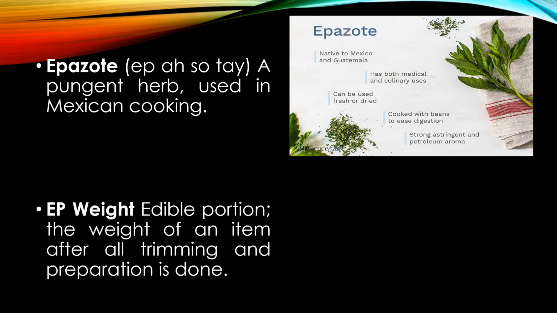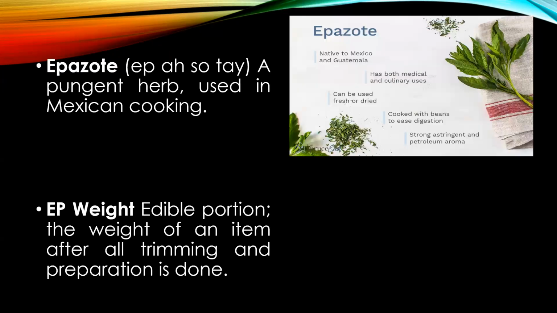The EP weight, the process of finding out the edible part of a product or ingredient used for cooking. For example, finding out the edible part of a fish or poultry after deboning. It can also be referred to as yield testing.